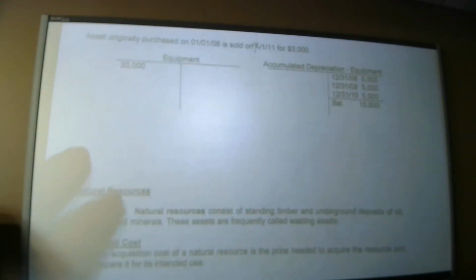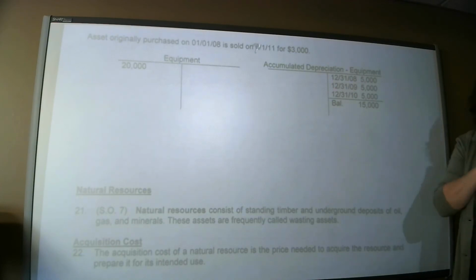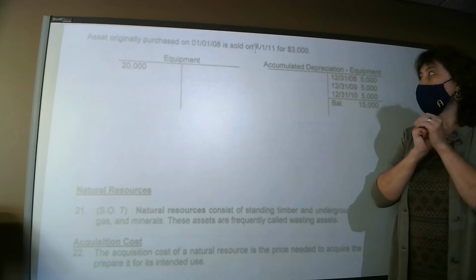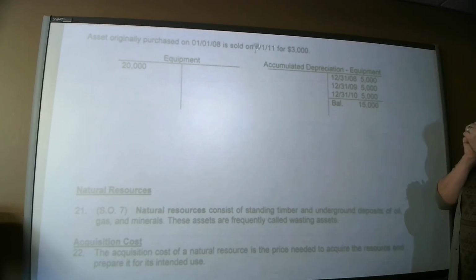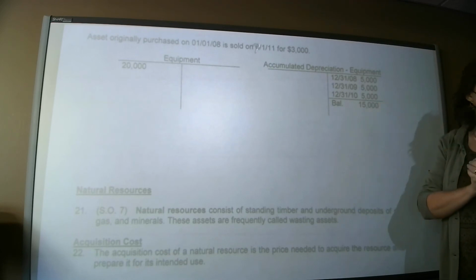7/1. Then how much worth of depreciation do we need? Half a year, 6 months, half a year. How much will it be in dollars? If this is all annual, it's just going to be 2,500. Does it make sense?